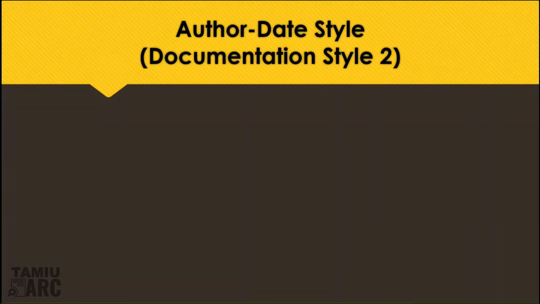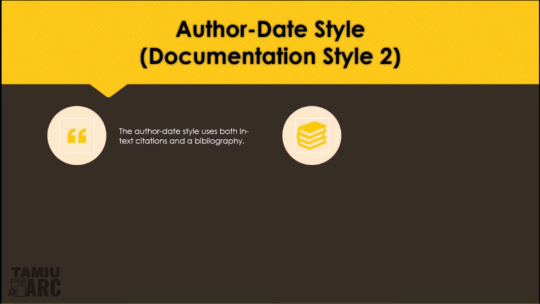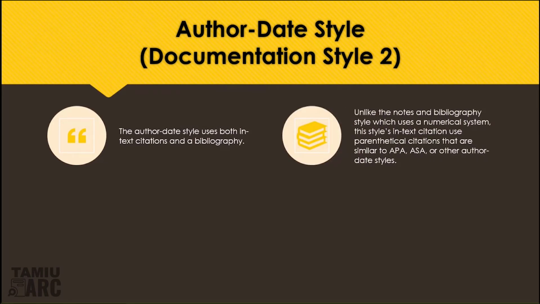Now that we've talked about notes and bibliography style for Chicago Style, let's talk about the author date system, which is Chicago Style's other documentation style. The author date style uses both in-text citations and a bibliography page. This style is sometimes called documentation style too, in the Chicago Manual of Style.